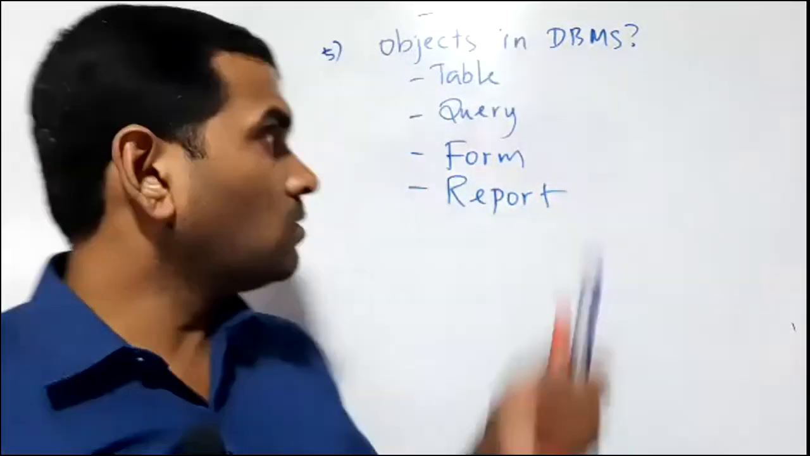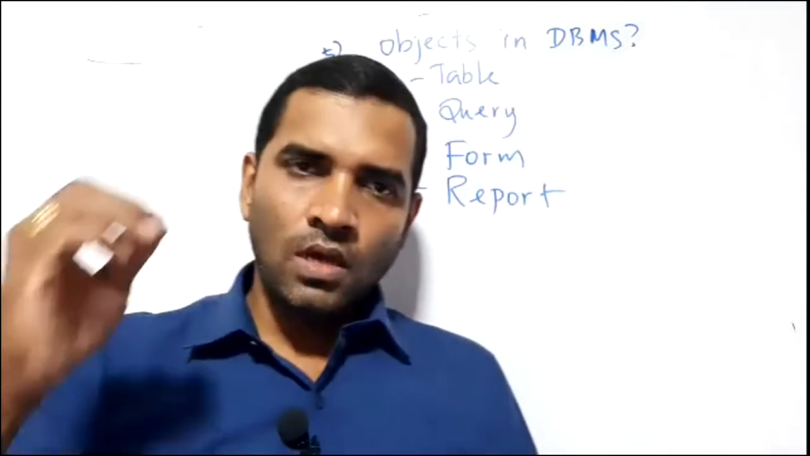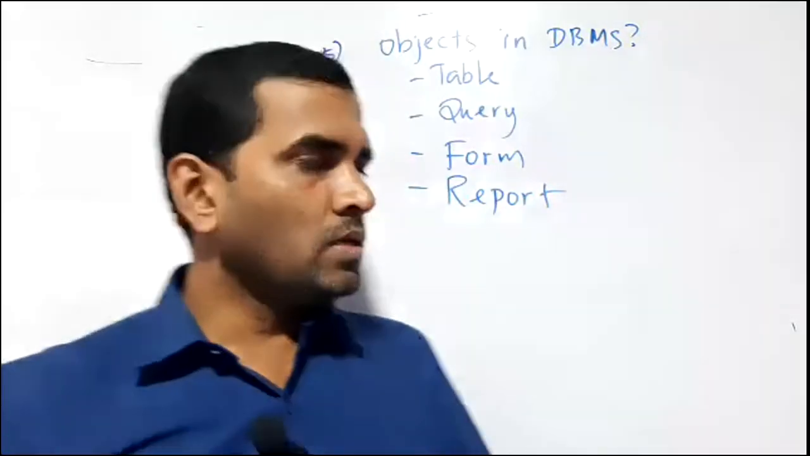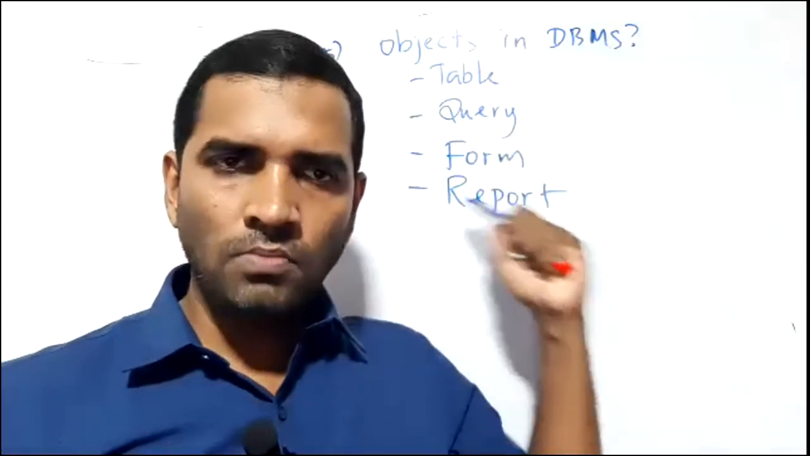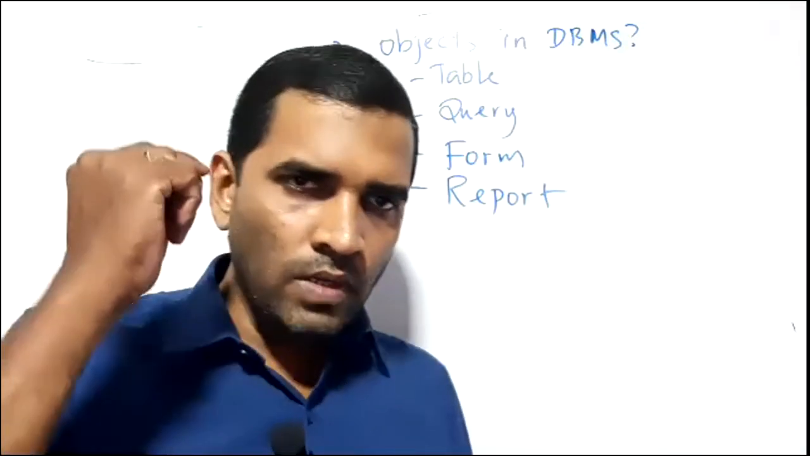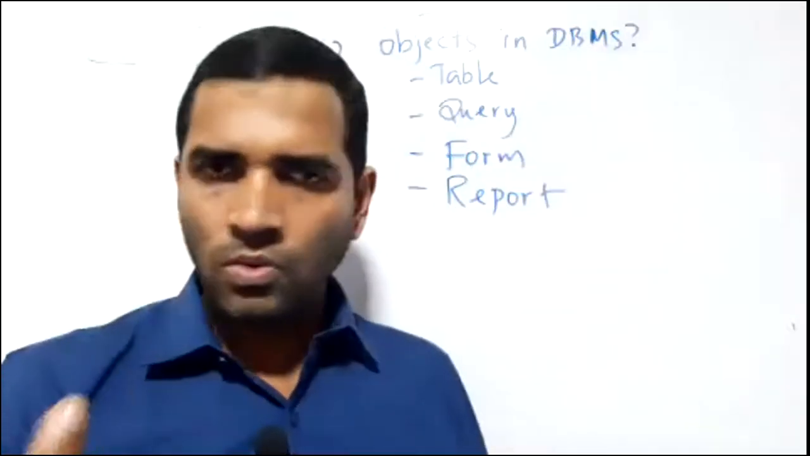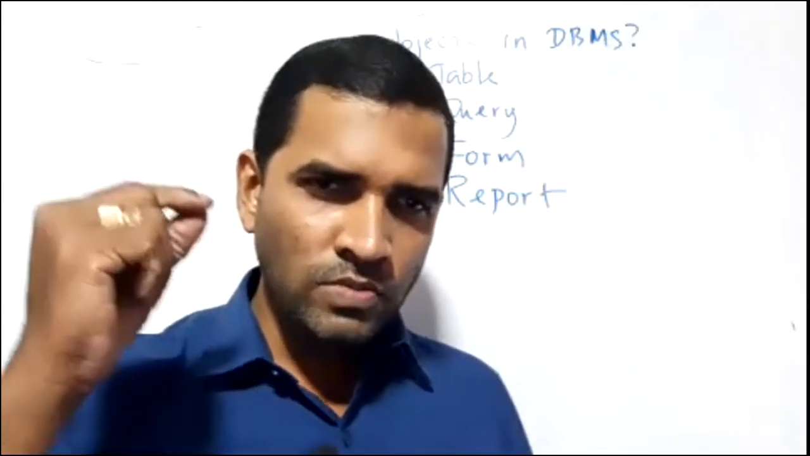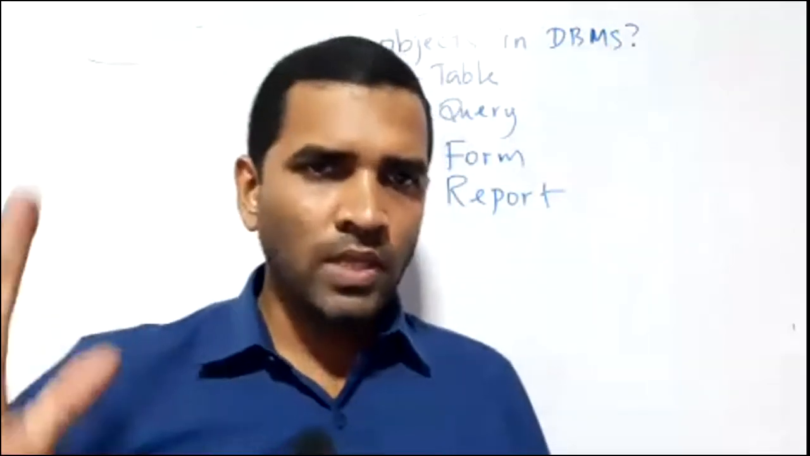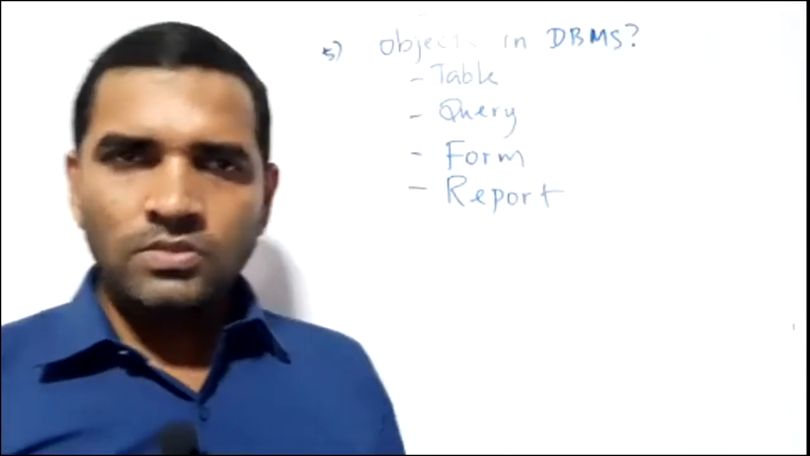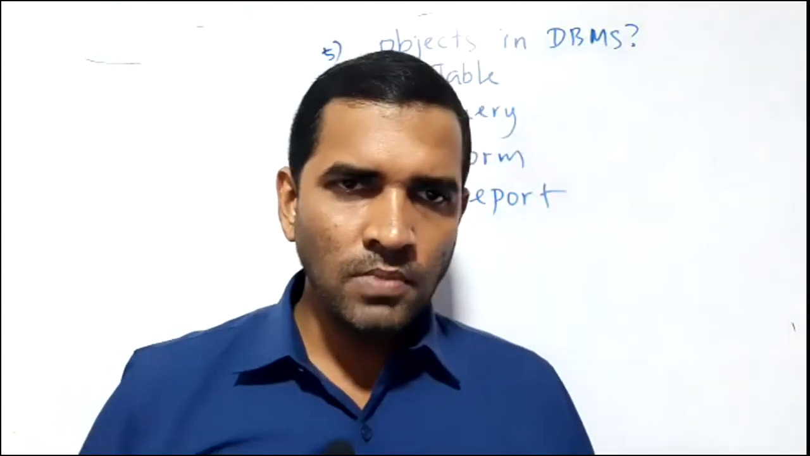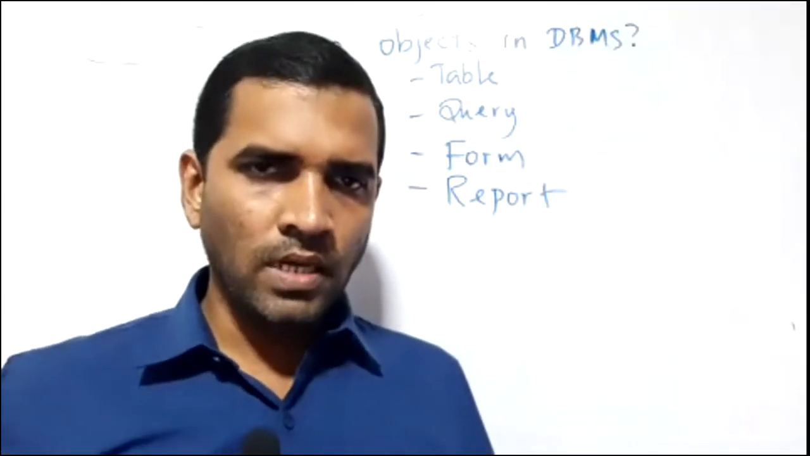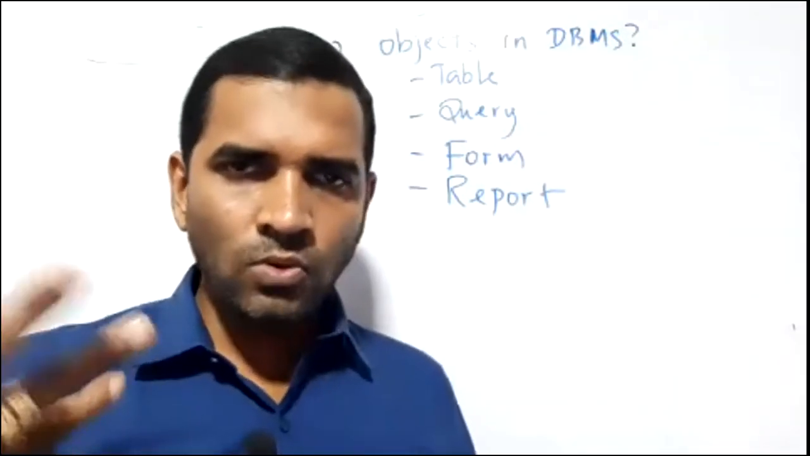Right, so all these 4 objects are very useful in managing the data or in managing the databases. Tables, queries, forms, reports. Every object has its own function. I'm not going to explain them in detail, but let me give a very short idea, because that's more than enough for the exam. Table. So table is an object in DBMS for storing the data. That's very simple, right? We use tables for storing the data.